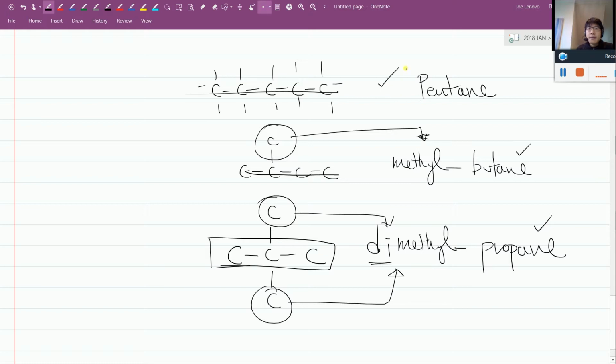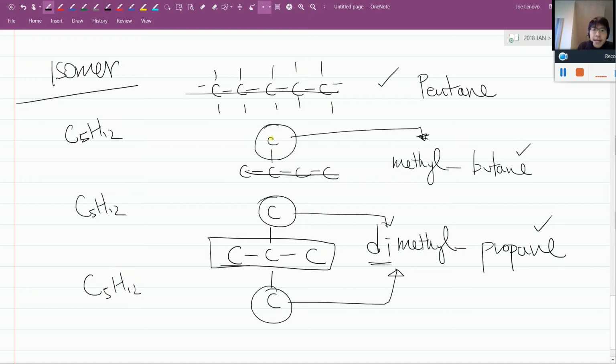You have seen these are isomers. Isomers means all 3 of them belong to C5H12. If you count the hydrogens next to the carbons, it's always 12 for each structure. Every single carbon has 4 single bonds, and that is alkane.